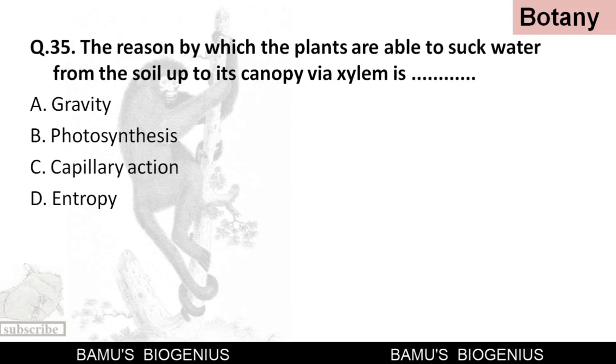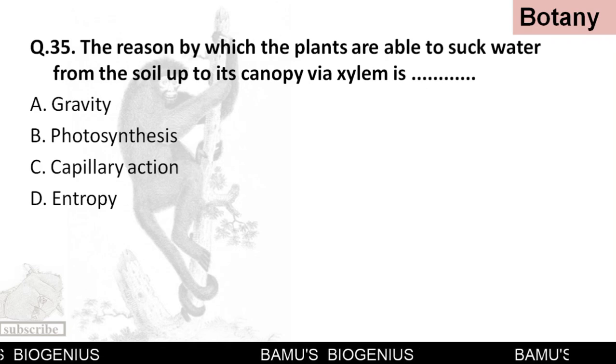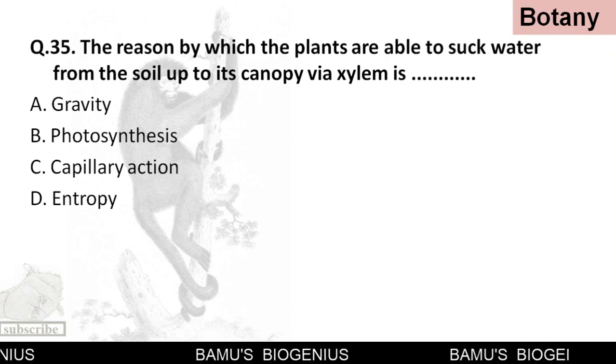Then the question number 35. The reason by which the plants are able to suck water from the soil up to its canopy via xylem is A. gravity, B. photosynthesis, C. capillary action and D. entropy. The answer is capillary action.